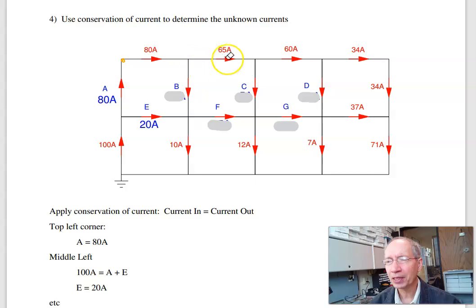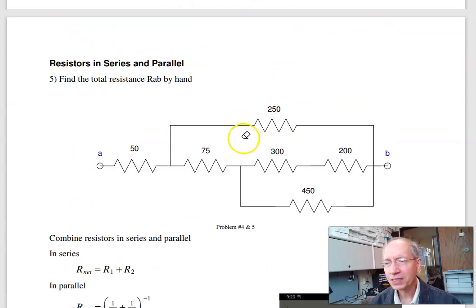At this point, 80 coming in, 65 and B must add up to 80, so B is 15. 65 going in, I've got to have 65 going out. 60 is going right, so 5 goes down. 60 coming in, 34 going right, the remainder has to go down, 26 amps. For F, I've got 20 and 15 coming in, that's 35. I have to have 35 going out. So F's got to be 25. I've got 5 and 25, 30 going in, I have to have 30 going out. G must be 18. So that's conservation of current. Current in equals current out. It's kind of like a Sudoku puzzle.